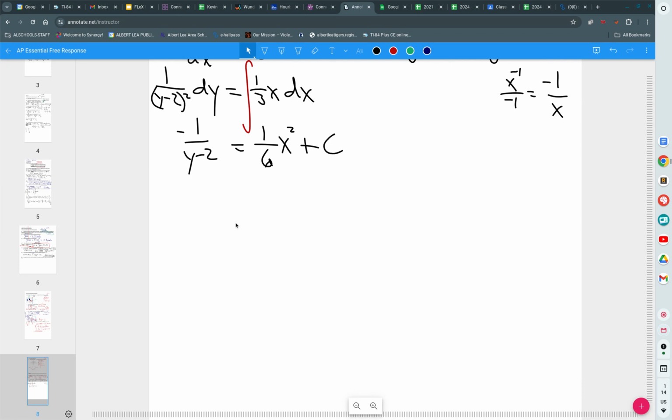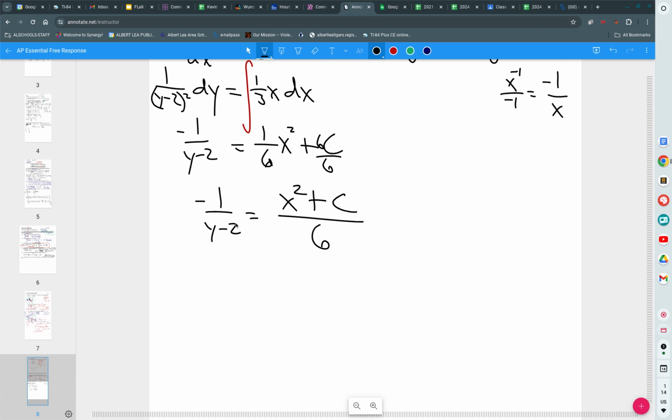I need to get the y in the numerator. So what I'm going to do is I'm going to go ahead and just flip them. But before I do, I need to create common denominator there. So I'm going to multiply the top and bottom of c by 6. You guys okay with that? And that still remains just a constant, right? So I have negative 1 over y minus 2 is equal to x squared plus a constant over 6.